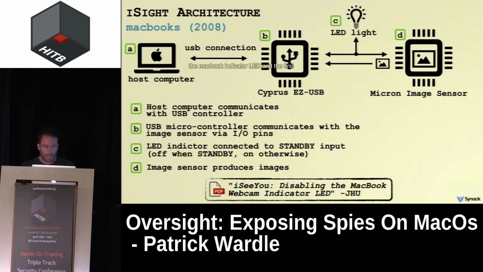And the first thing they did was describe the architecture of these EyeSight cameras, which again were the predecessors to the FaceTime HD cameras that are now in modern Macs. There's basically 4 components to the architecture. There's a host computer, which communicates to a USB controller. And this USB controller is a Cypress EZ-USB microcontroller, and it communicates with an image sensor via I/O pins. And the image sensor is the device or hardware that's actually capturing the video input. Attached to one of these I/O pins, specifically the standby pin, is an LED light. And when standby is on, meaning the device is powered off, the LED indicator light is off. And when standby is off, meaning there's power to the image sensor, the LED indicator light is on.